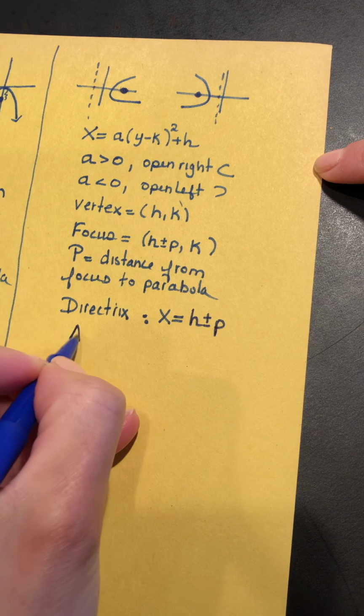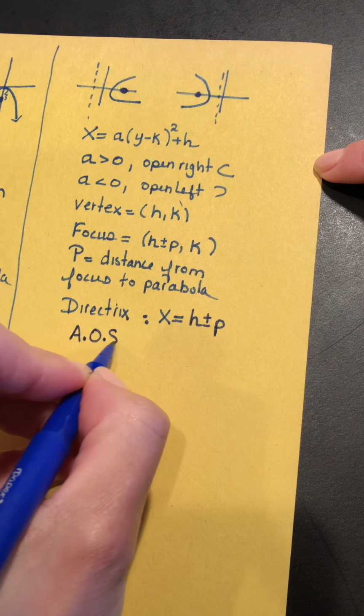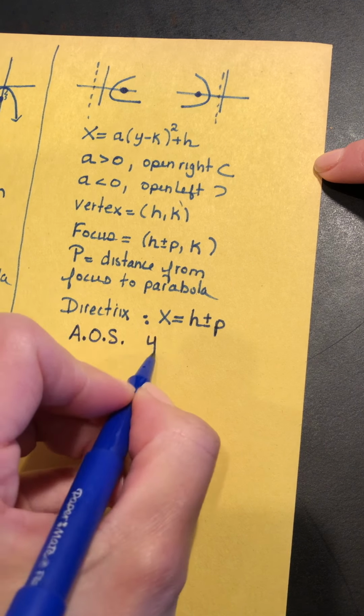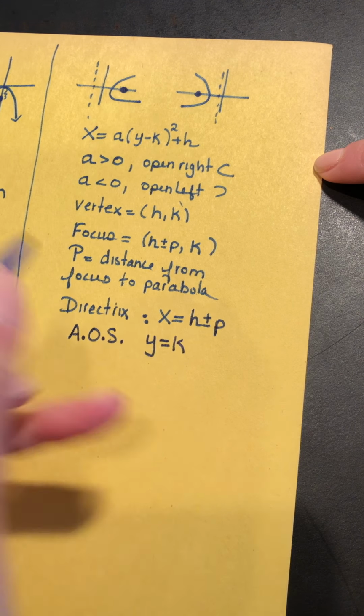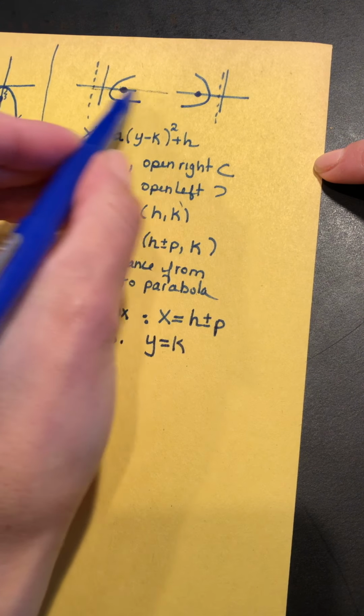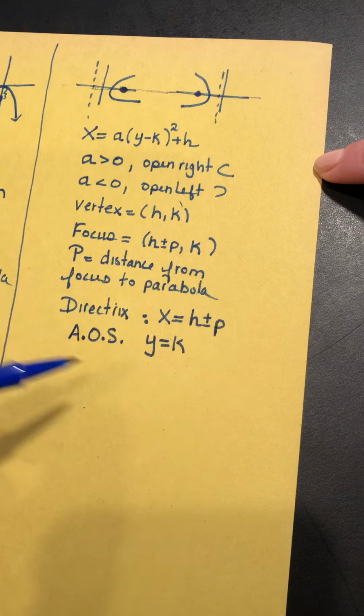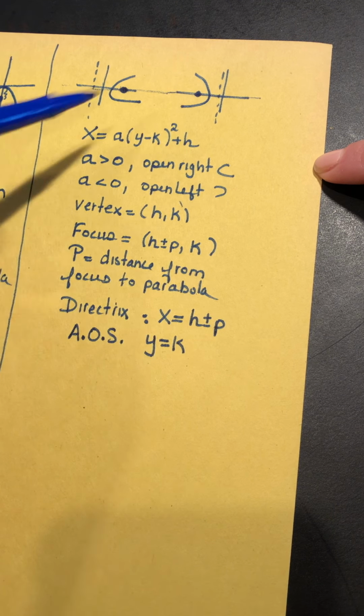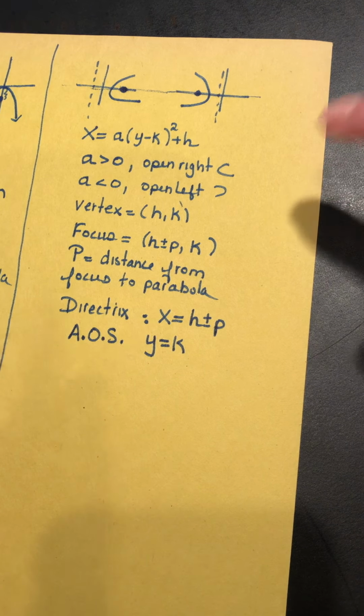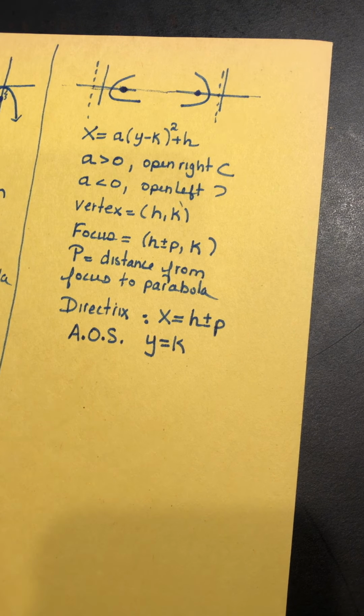The axis of symmetry is going to be sideways now, so it's going to be y equals k, because the axis of symmetry is going to go through this k value here. So things are a little backwards here when you're doing the sideways parabola, so just make a quick note of that.